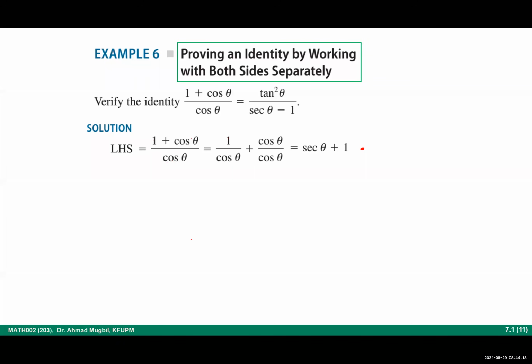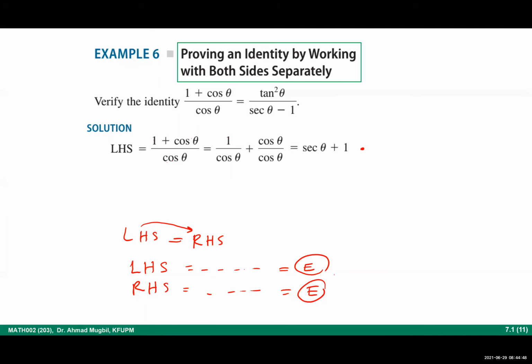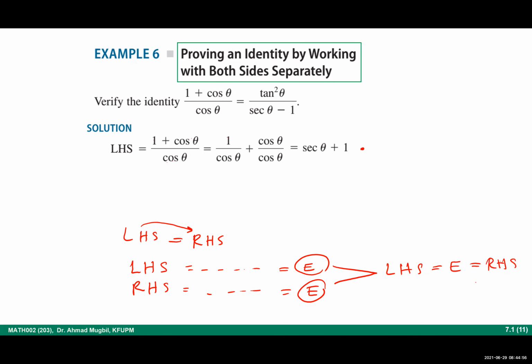Okay. Sometimes, ya shabab, when you have a right-hand side and left-hand side, you need to prove that they are equal to each other. Sometimes it is not easy. You cannot get this here. So what you can do, you can work on the left-hand side until you have, let's say, an expression E. Then you will work on the right-hand side to have the same expression. If you can do that, this means that the left-hand side equals E and also the right-hand side equals E. So both of them are equal to each other.